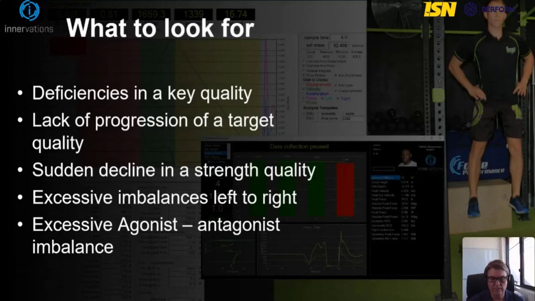Excessive imbalances left to right. Many sports will induce imbalance and asymmetries, and that's got to be taken into consideration, but in most sports the athletes should be relatively symmetrical left to right.